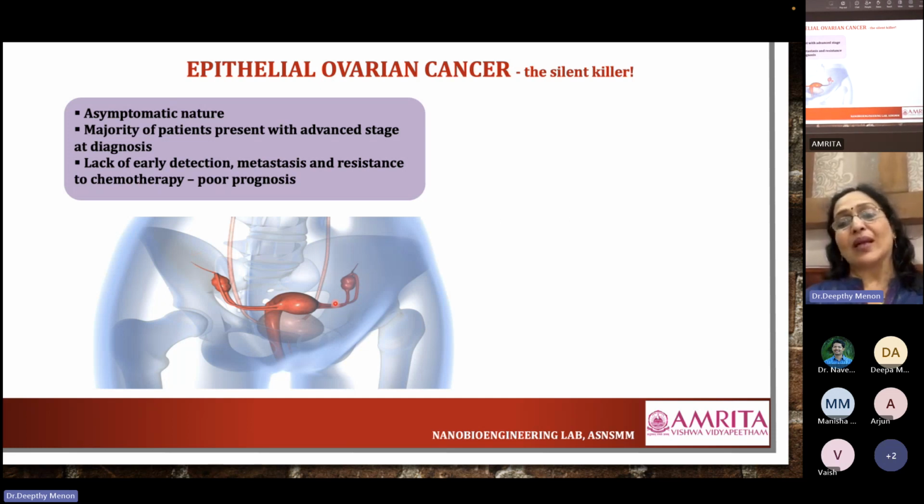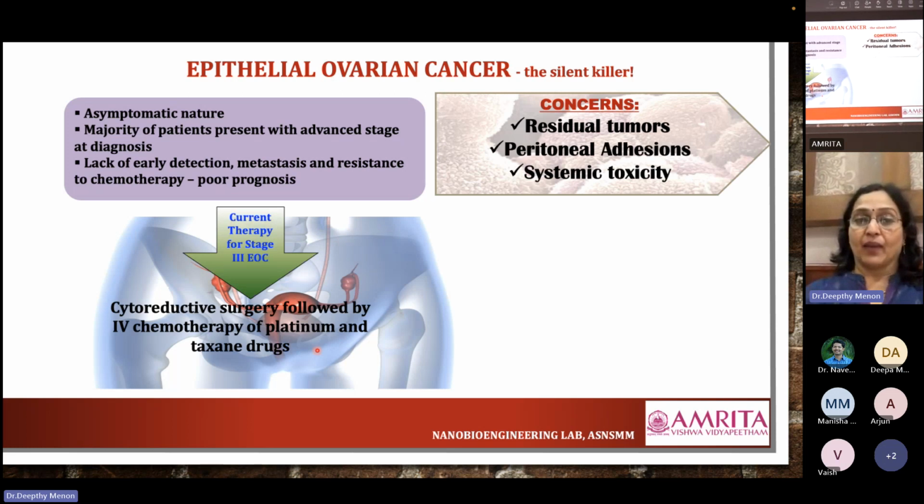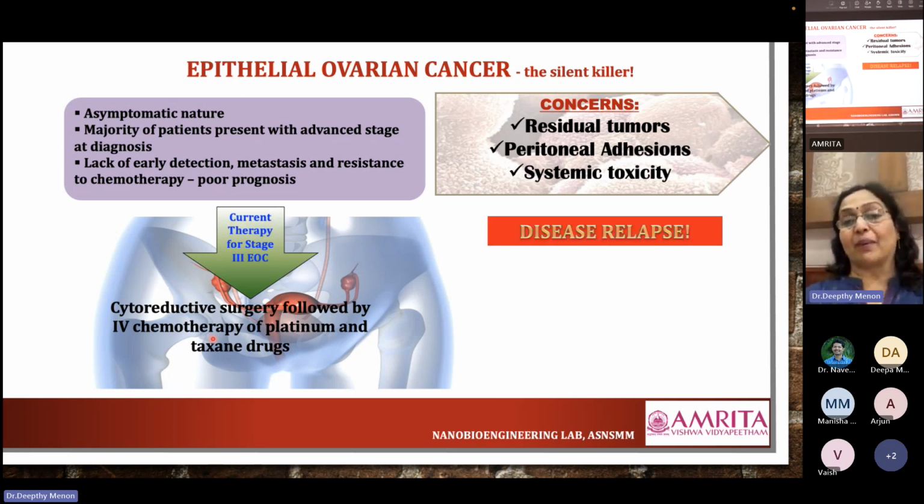Now, what happens is once the ovary gets the disease, the spread happens within the peritoneum. So what the surgeons now do is a cytoreductive surgery. And then they give an IV chemotherapy of platinum and taxane drug combination. But what happens is there might be some tumor cells which are residue and there can be peritoneal adhesions. And heavy dose of chemotherapy causes a lot of toxicity issues and side effects. And ultimately, it again brings back the disease, that is disease relapse.